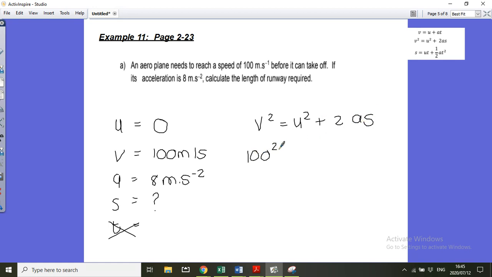100 squared equals 0 plus 2, and that's 8. Please get used to your calculator so that you don't waste time from year to year. It's really worth no marks whatsoever. And that gives us 625 meters. Again, displacement is also a vector. So if it was east or west, then you would have to put an east or west here.